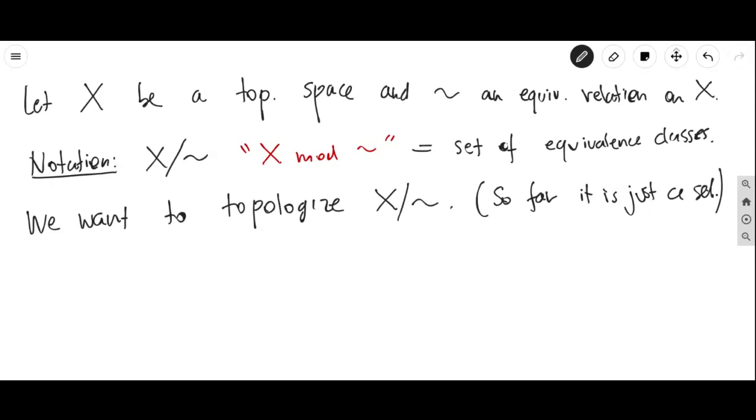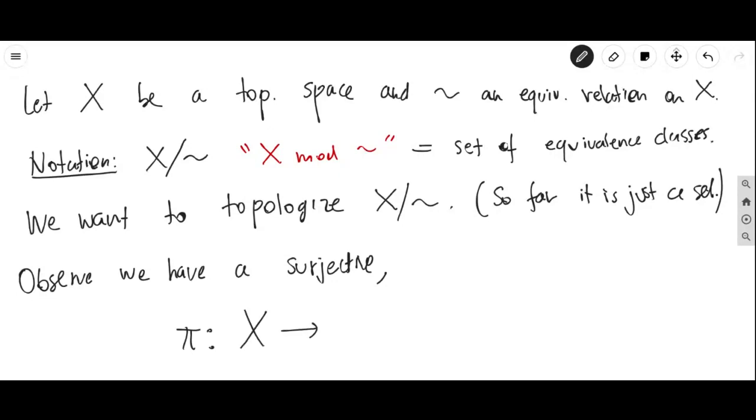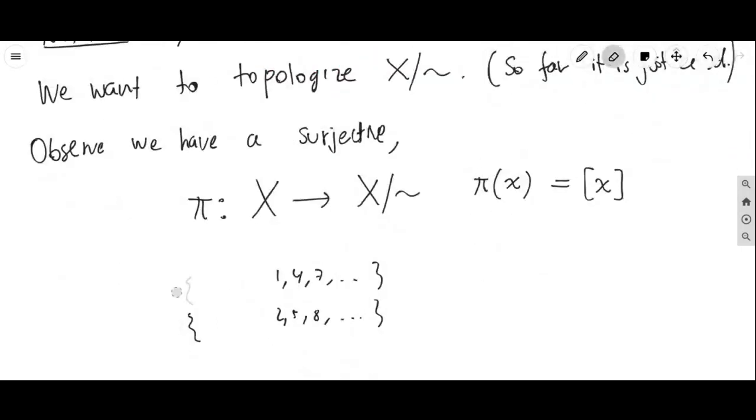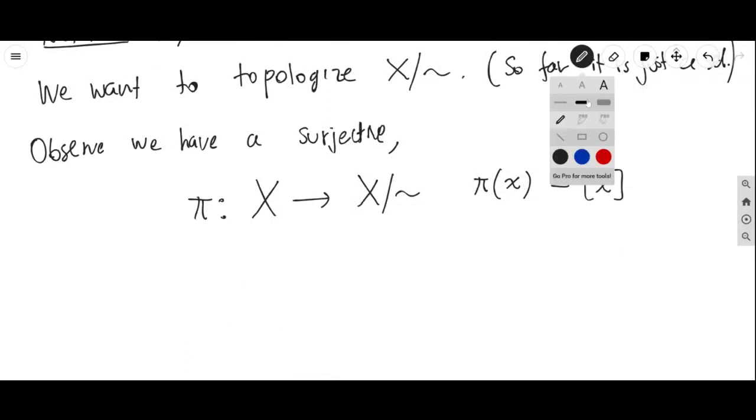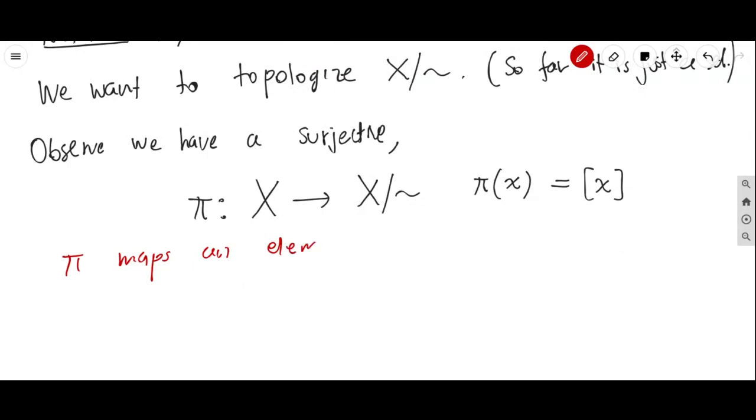So here's how you do it. So observe, we have a surjective map. There's this obvious surjective map, which we're going to call pi again. And this is the map that goes from X to X mod tilde. And the map here is very simple. Pi of an element goes to its class. Okay, so to say it in words, quite simply, pi maps an element to its class.